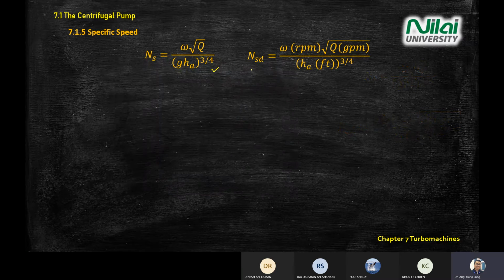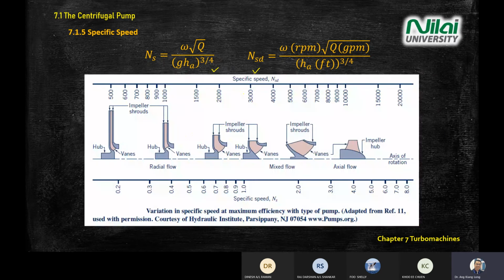These two I introduced just now, NS and NSD. So this is another chart that you extract from a book, published by the Hydraulic Institute. They have combined all the designs out there, giving you the NSD, specific speed, on the top, and the specific speed NS at the bottom. So it's like a ruler. The middle one is the type of pump that meets the NSD and also the NS.